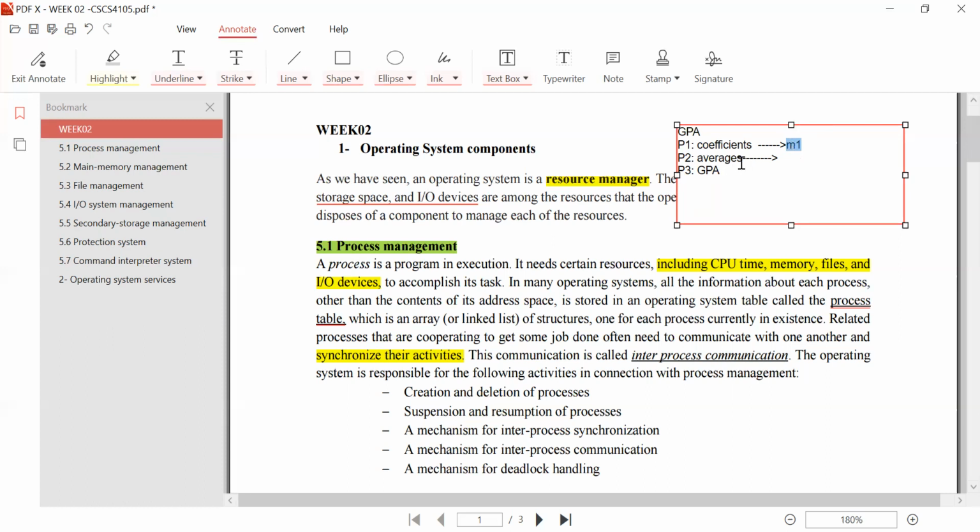Once it finishes reading, it will compute, and then it will store the result again in the same shared memory, and process three will come and read from that shared memory. So you see that in this case, there is always need for that synchronization. And all this control and synchronization is being handled by the operating system, by this component that we call process management. It is taking care.